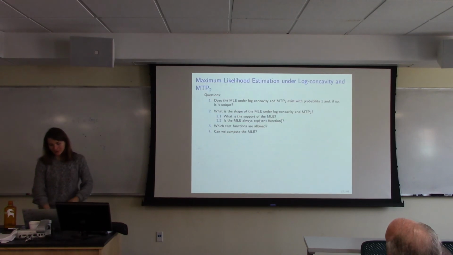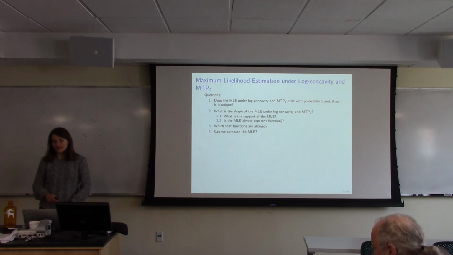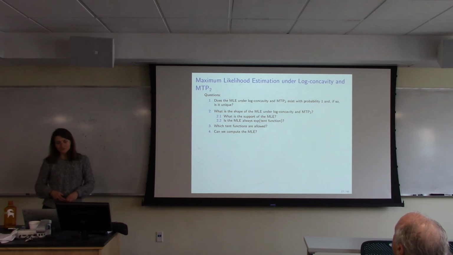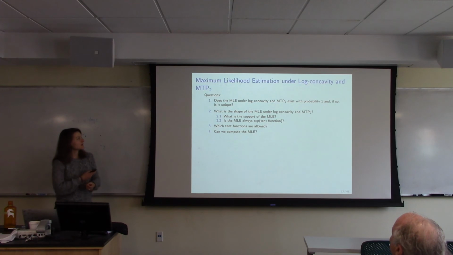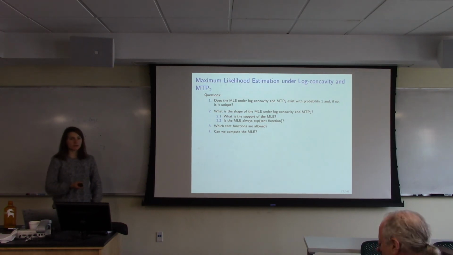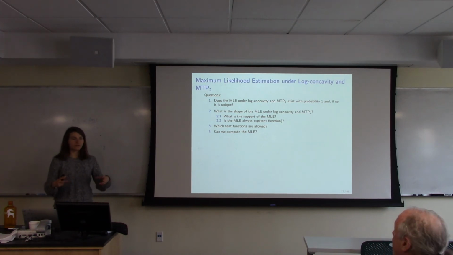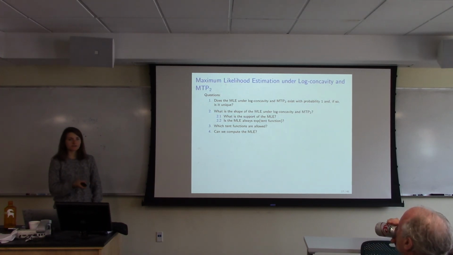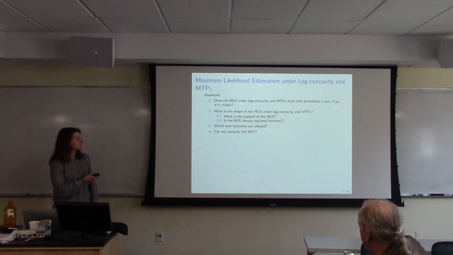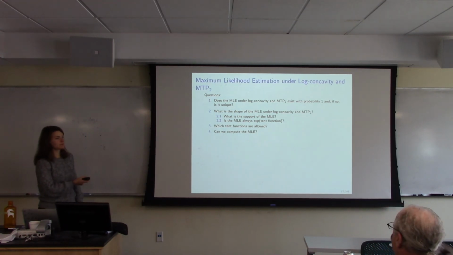All right, so going back to our problem where we had log concavity and MTP2. We're going to try to answer a similar question. First of all, does the MLE under log concavity and MTP2 exist with probability 1, and is it unique? Then what is the shape of the MLE? First of all, what is the support? We saw the support for log concavity is the convex hull. Is this the same in this case? And also, is the MLE always the exponential of a tent function, the way it was for log concave density estimation? Which tent functions are allowed, and can we compute it?